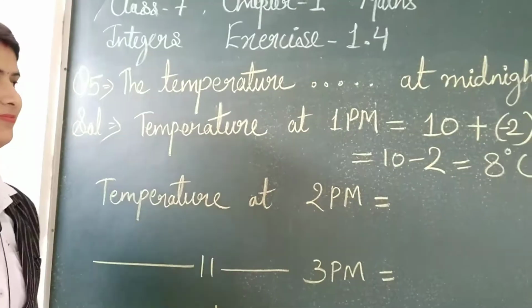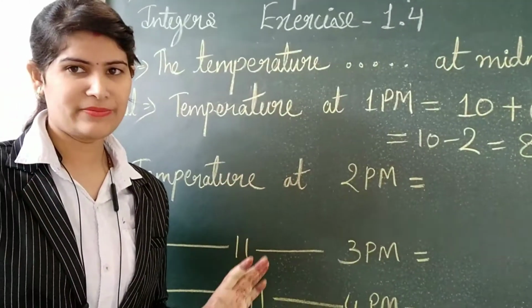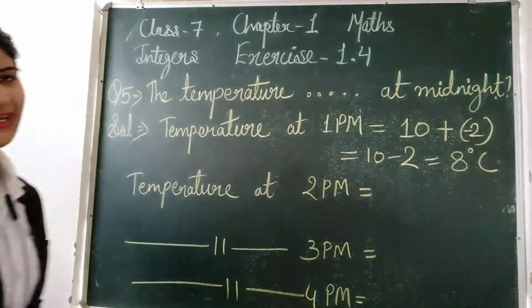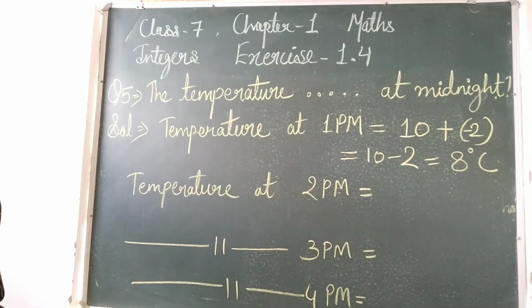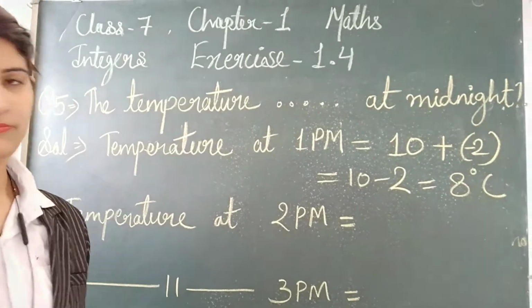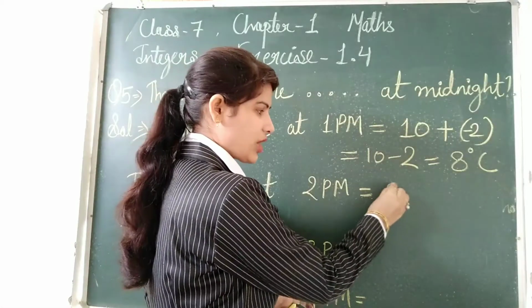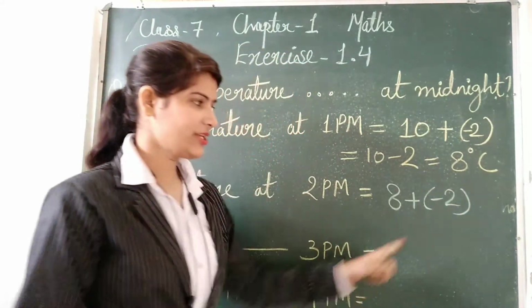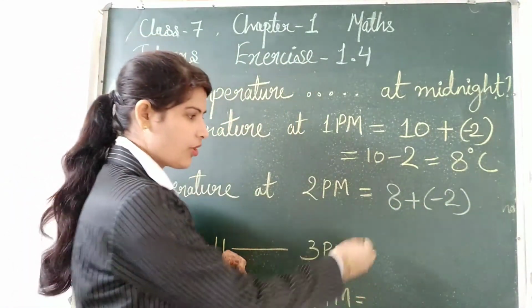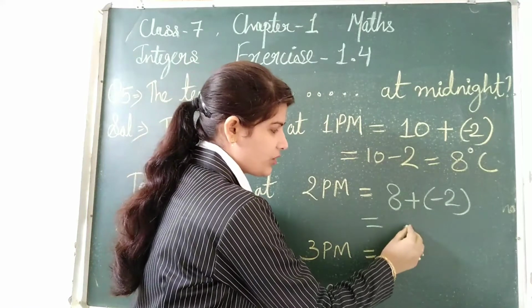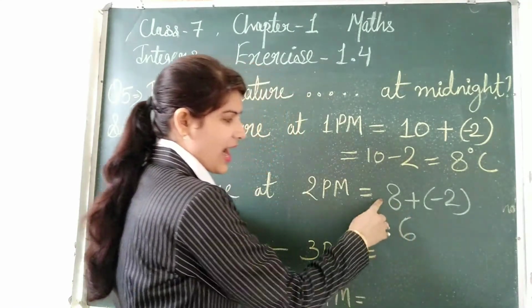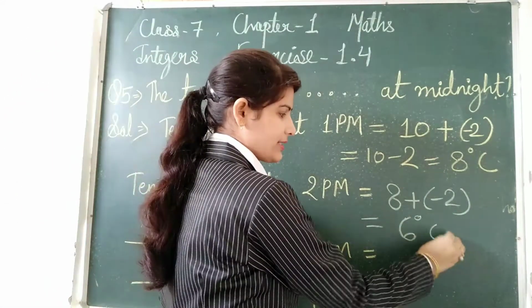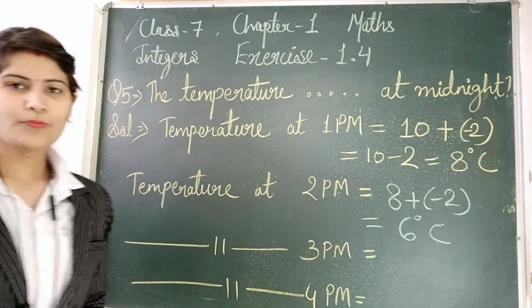Now next is at 2 p.m. What is the temperature at 2 p.m.? Simple, we will take 8 degrees Celsius now, and the rate of change is minus 2 obviously. So now 8 plus minus 2. Plus minus is minus. What you will get now? 8 minus 2 is simply 6. That means the temperature at 2 p.m. is 6 degrees Celsius.